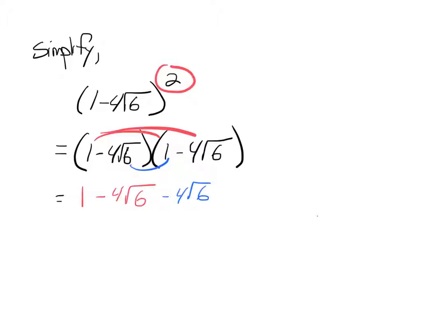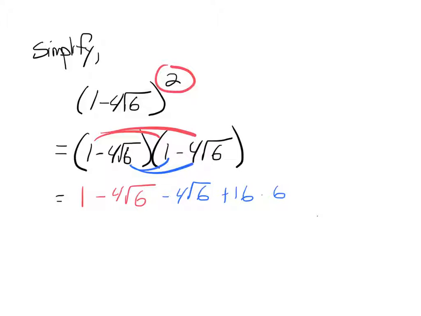And then this last one is really the only complicated one here: negative 4 square root of 6 times negative 4 square root of 6 will give us 16. That 16 comes from the negative 4 times the negative 4. And then the square root of 6 times the square root of 6 is the square root of 36. But really importantly, I can simplify that right away, and that ends up being 6, because the square root of 36 is just 6.